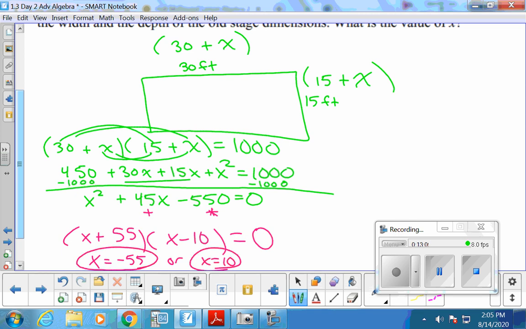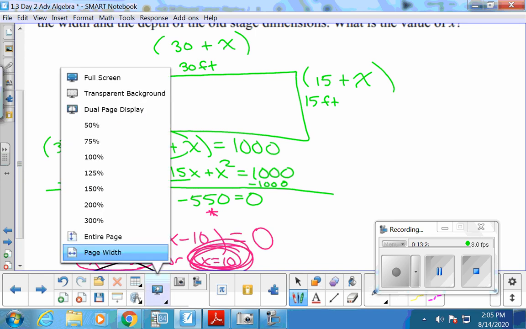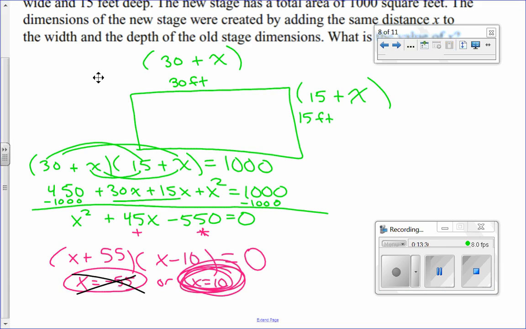Now, this is a real life problem, so you really got to think. If you're adding a dimension on, you can't add a negative 55 on. You can only add a 10 feet on. So that's really the only answer that makes sense. The other is an answer that just doesn't make sense in a real life situation, for example, something dealing with dimensions. Okay? Full screen, we can see all of the problem.